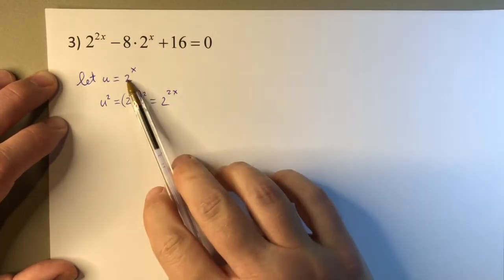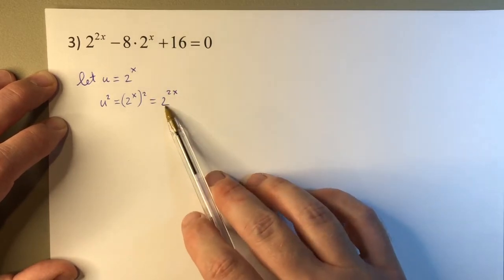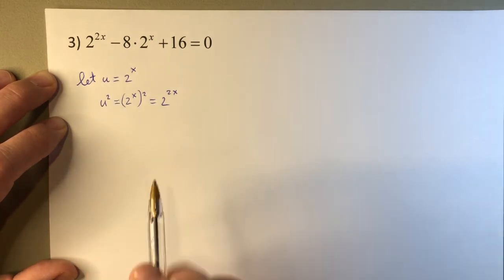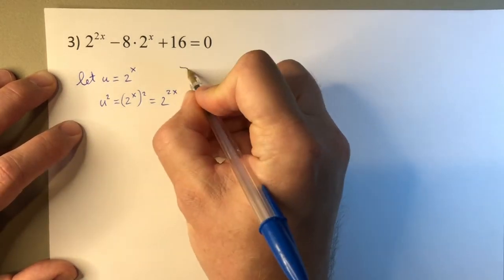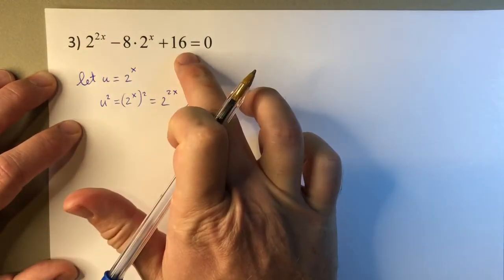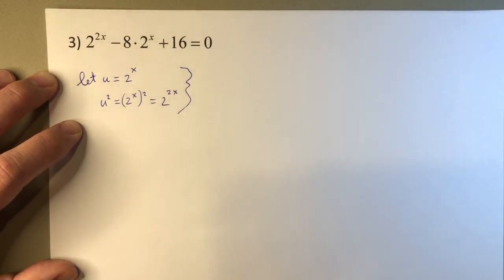Well, now look, we have a 2 to the x, and we also have a 2 to the 2x. And look at what they're equal to, u and u squared. So we can take this information and use it to rewrite this exponential equation into specifically a quadratic, one that has quadratic form to it.